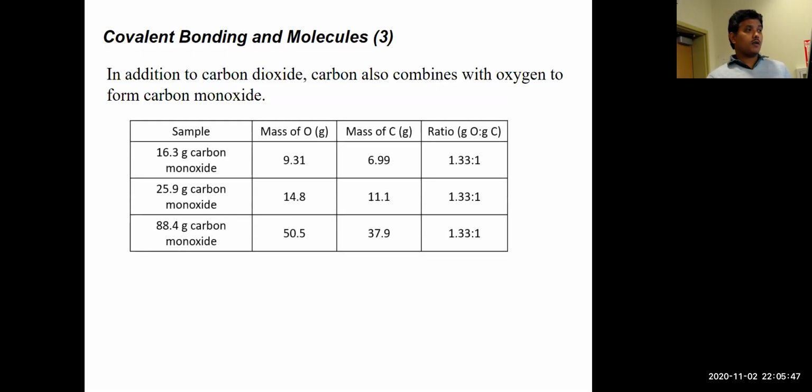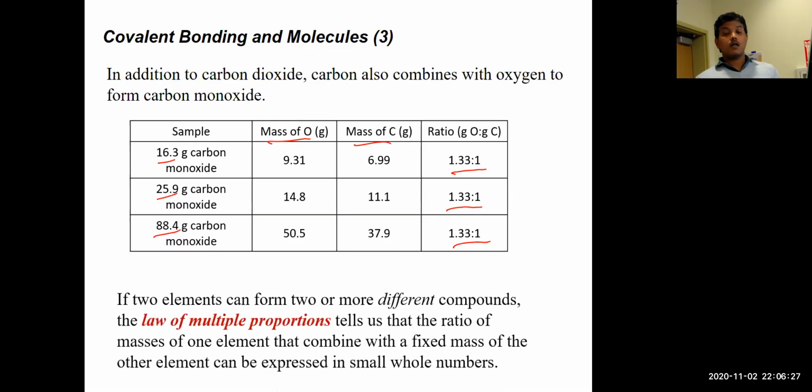Here is another example. Carbon monoxide. Now 16 grams of carbon monoxide, 26 grams of carbon monoxide, 88 grams of carbon monoxide. Different samples, right? But if you try to identify the masses of oxygen and carbon in each of them, and identify the ratio of oxygen to carbon, you happen to have the same ratio, because according to the law of definite proportion, you should have a similar ratio. It doesn't matter what mass you started with, because at the end you have just one compound. So why should the ratio change, right? So that's what the law of definite proportion is.